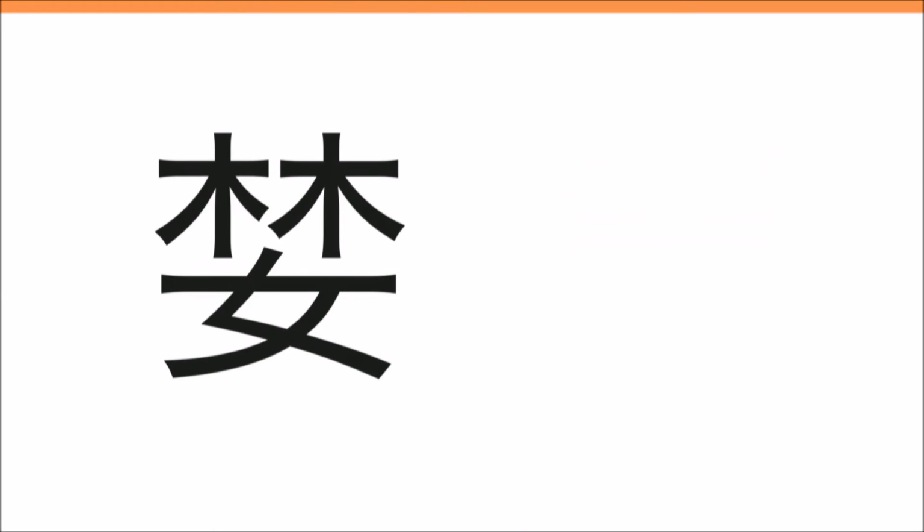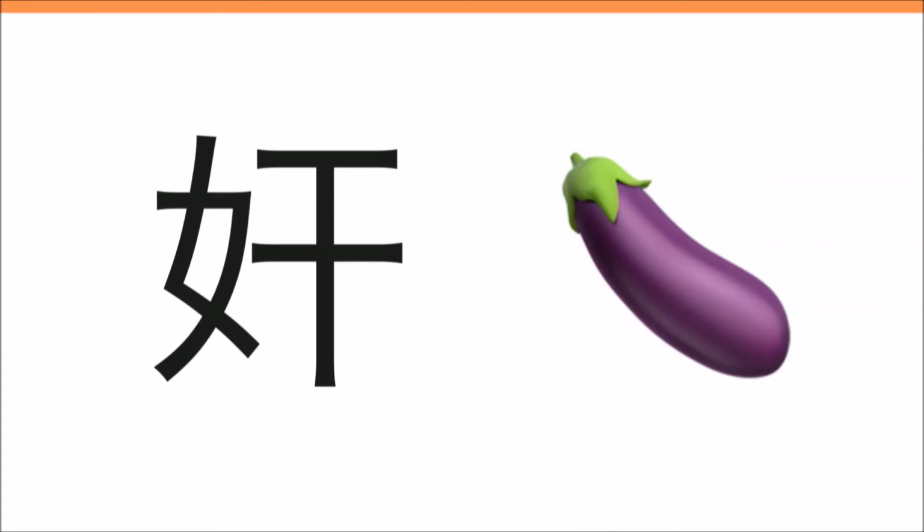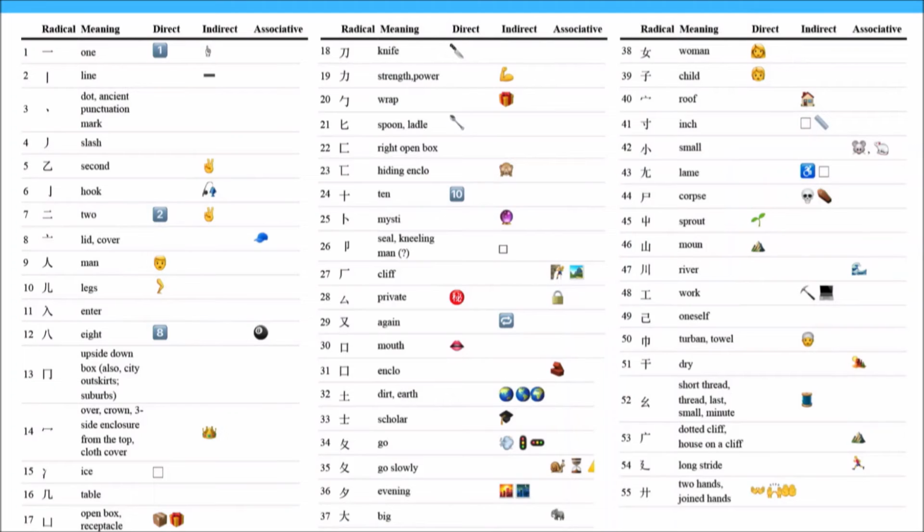Three women means evil. This one means greedy. This one means slave. This one means envious. And this one means adultery or betrayal. A lot of analysis. I spent a lot of time looking at all of the radicals and mapping them.